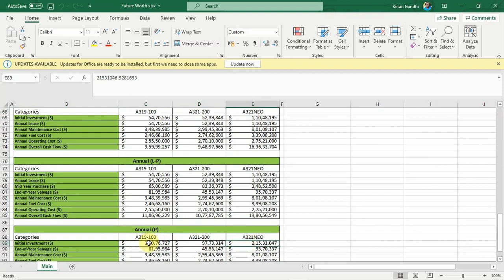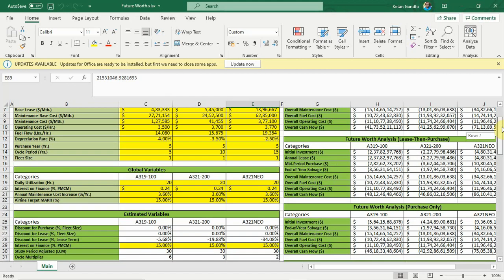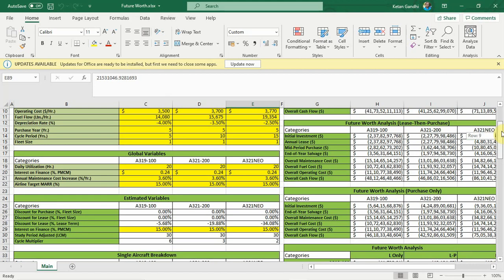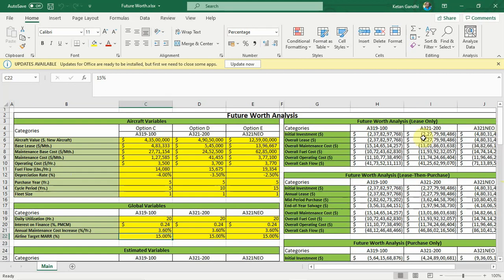So this aircraft was purchased at the beginning of the study period. So that is the only differentiation. This is the study period. Finally, we will use the future value along with the target MMR and rate of return, and the same way the results come for lease only, lease then purchase, and purchase only.